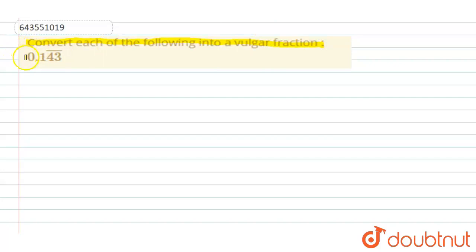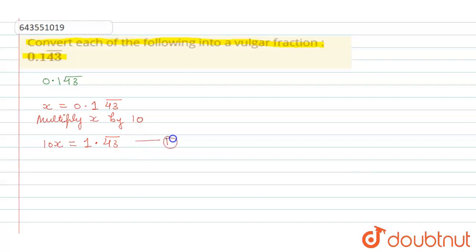The question says: convert each of the following into a regular fraction. The number is 0.143 bar. So we have to convert 0.143 bar into a regular fraction. Let's suppose x is equal to 0.143 bar. First multiply x by 10. We get 10x is equal to 1.43 bar. Mark this equation as first.